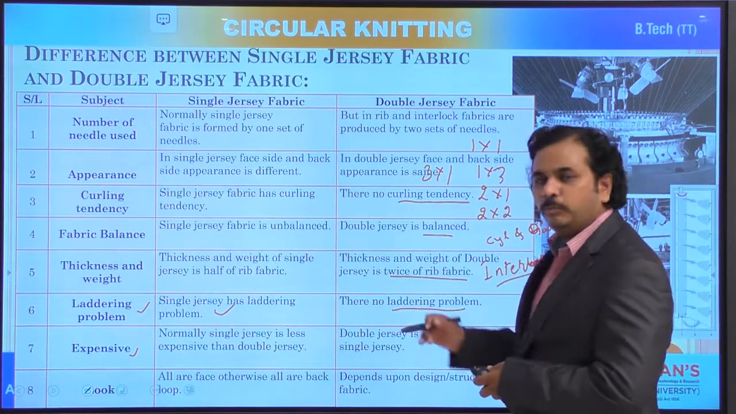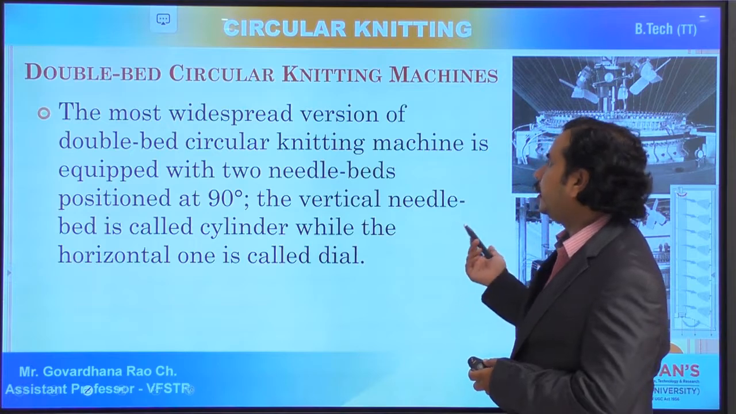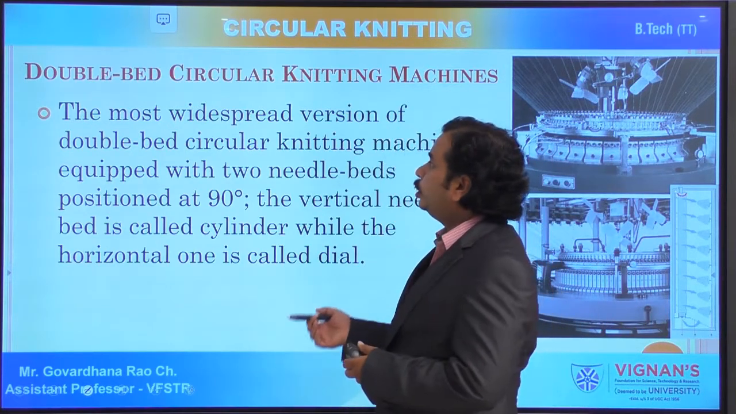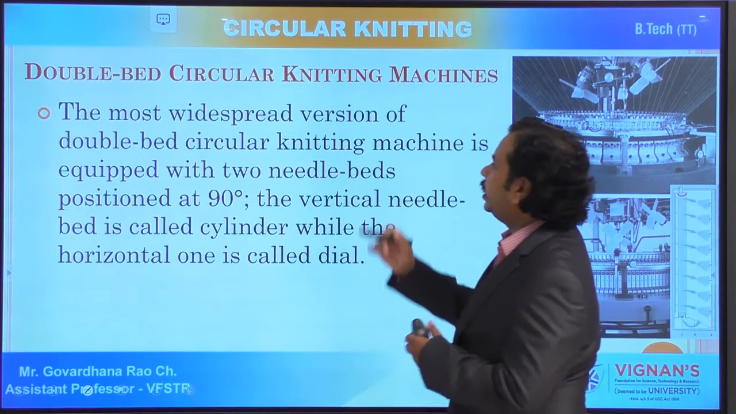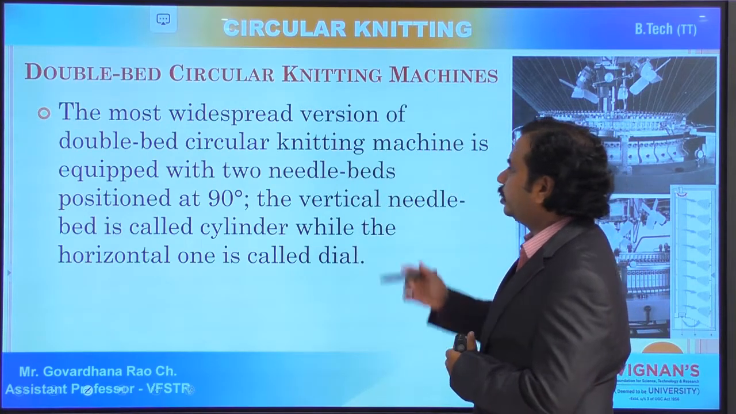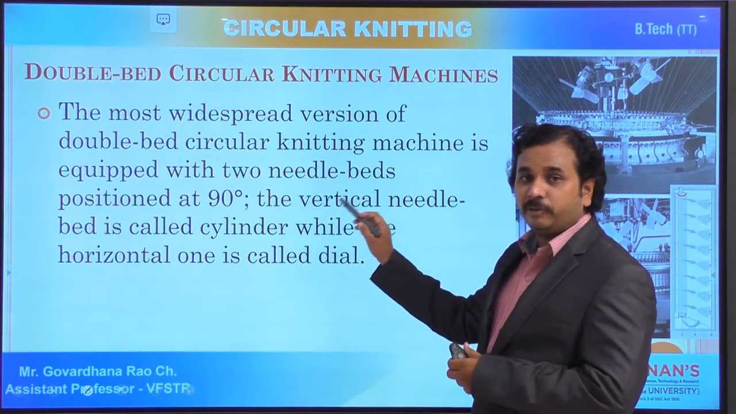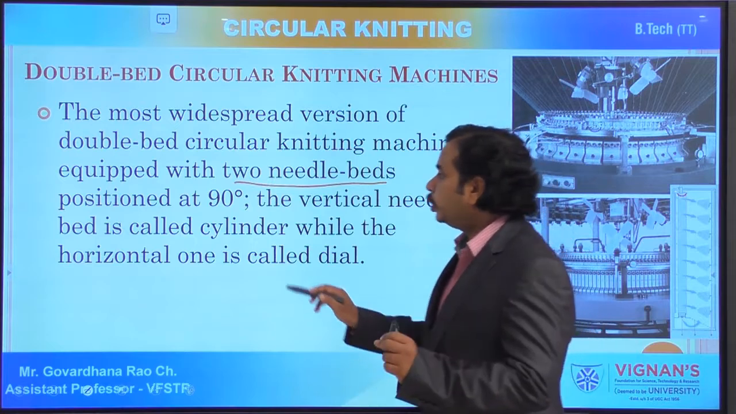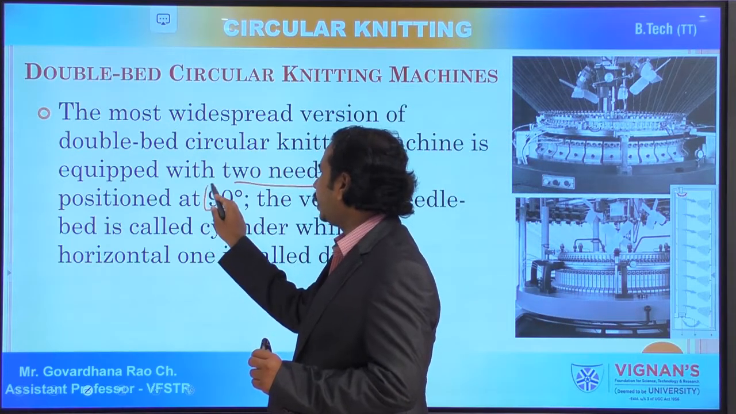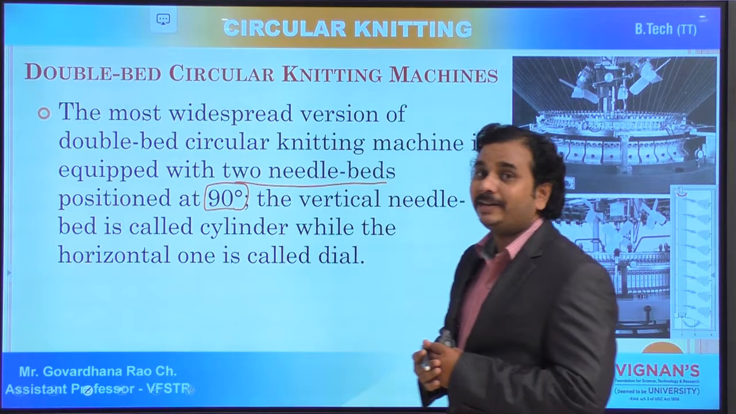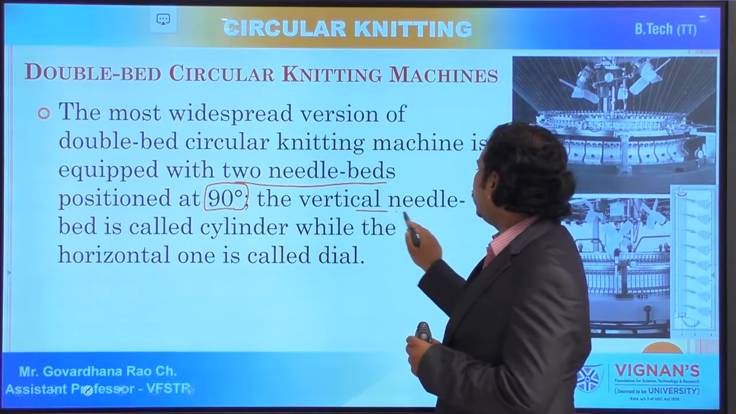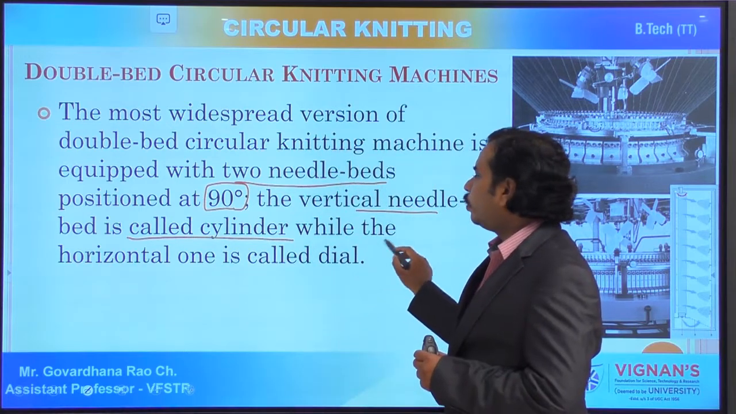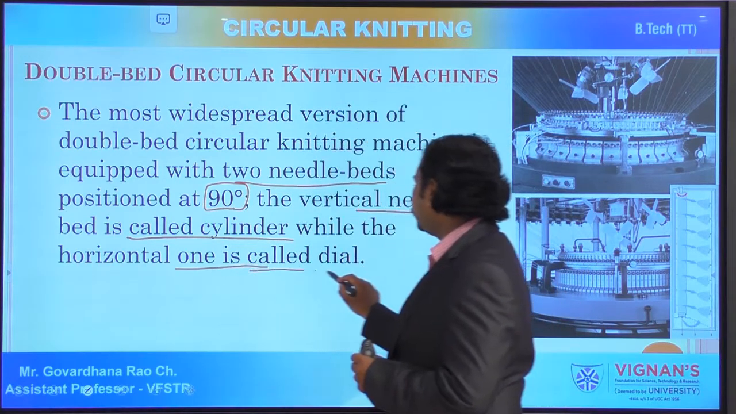Okay, so we'll move on to the double bed circular knitting machines now. The most widespread version of the double bed circular knitting machines is equipped with two needle beds positioned at a 90 degrees angle, and the vertical needle bed is called the cylinder, while the horizontal one is called the dial.